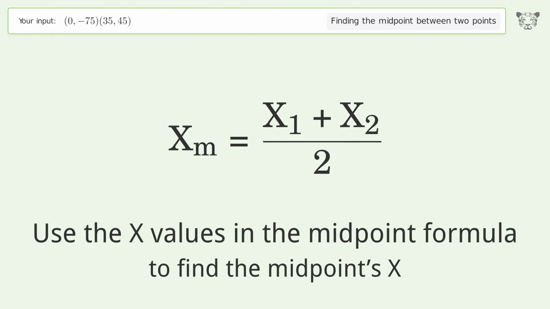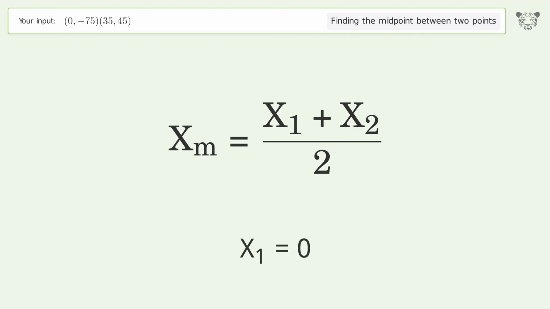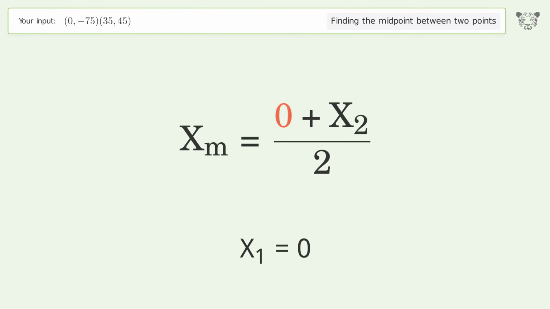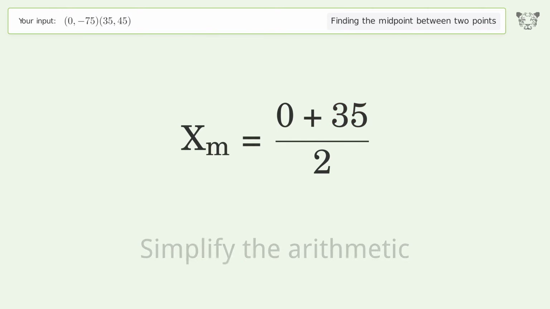Use the x values in the midpoint formula to find the midpoint's x. x1 equals 0. x2 equals 35. Simplify the arithmetic.